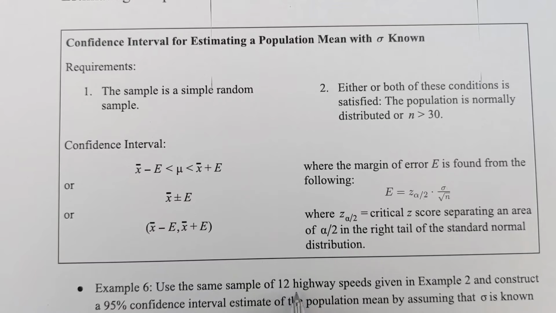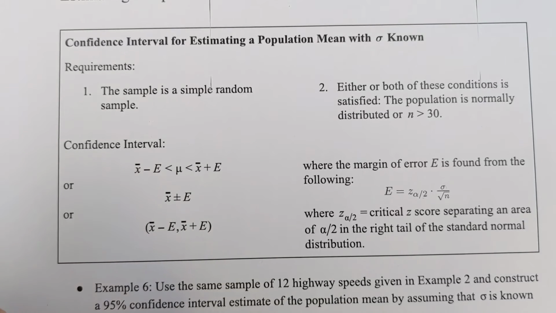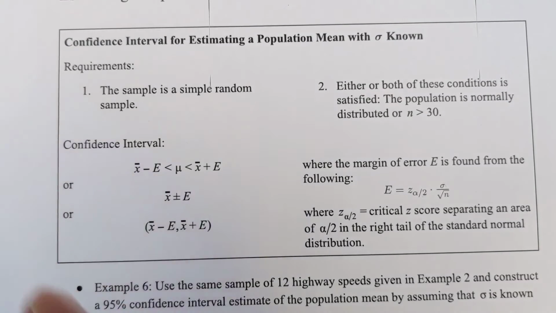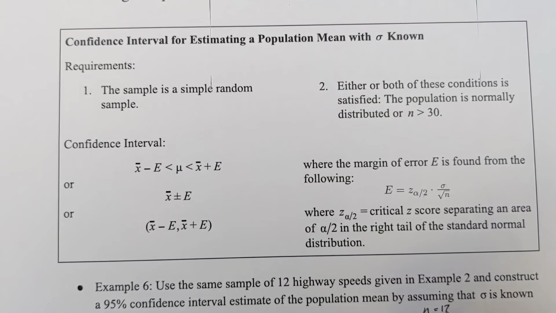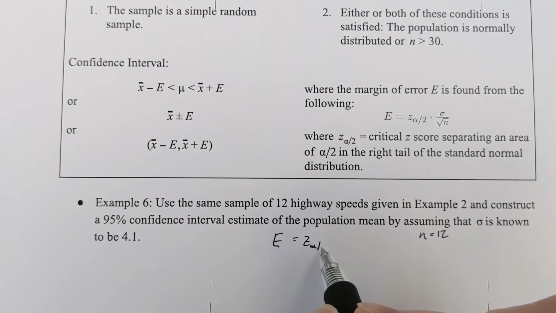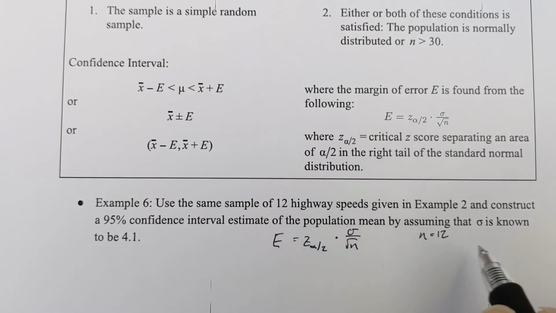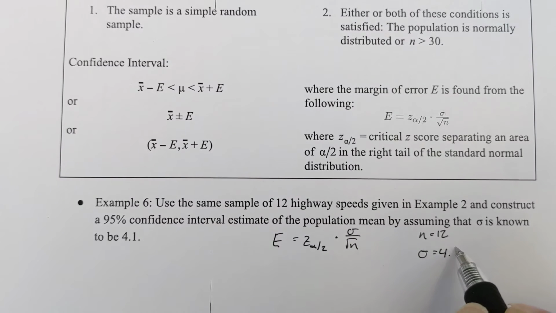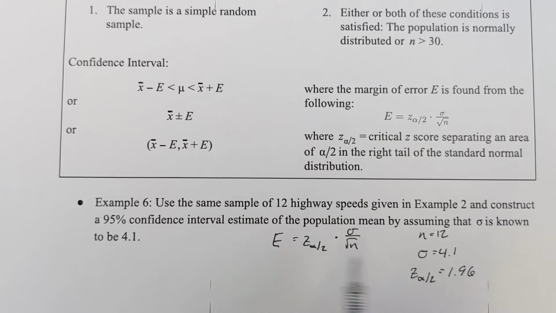So this is the same measurements we had before from the highway speed problem. I'm going to pull that data up again. So our n is 12. I'm using this equation, z alpha over 2 times sigma over root n. Sigma is given to us as 4.1, and our z value for 95% is 1.96. To be honest, you should probably just memorize that because 95% shows up a lot. So knowing the z value is very, very handy.